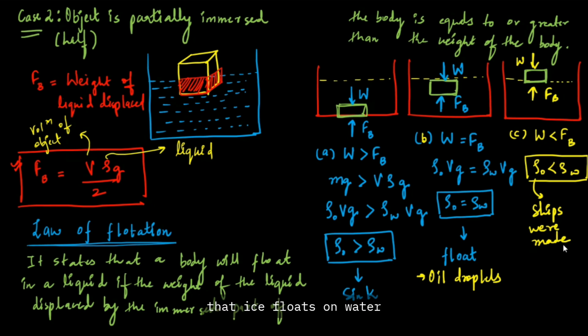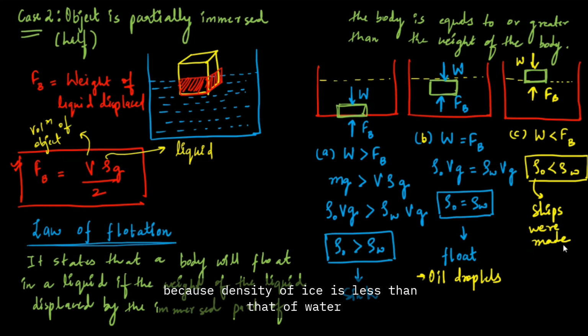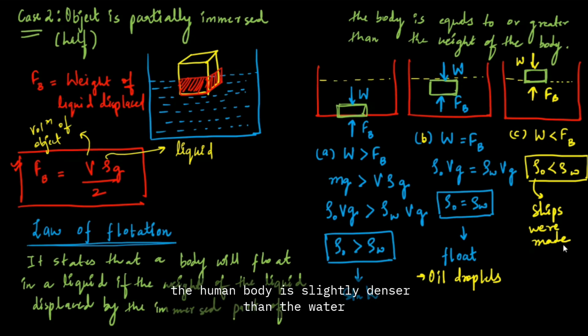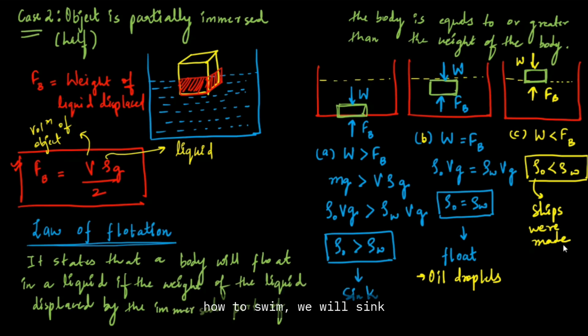Similarly, ice floats on water for the same reason, because the density of ice is less than that of water. The human body is slightly denser than water. That is why if we don't know how to swim, we will sink and we might die. A person who can swim in sea water can swim in river water very easily. So if you want to learn swimming, try learning it in sea water.